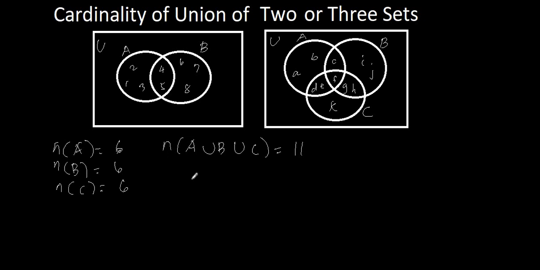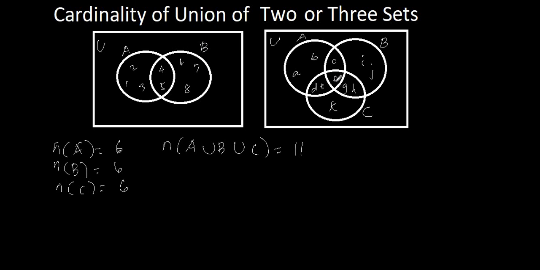Okay. Now try subtracting the cardinality of the intersection of set A and set B, because this will be counted twice, right? So you need to subtract one intersection. Another, you need to subtract the cardinality of the intersection of set A and set C, because this will again be counted twice, so you need to subtract one count.